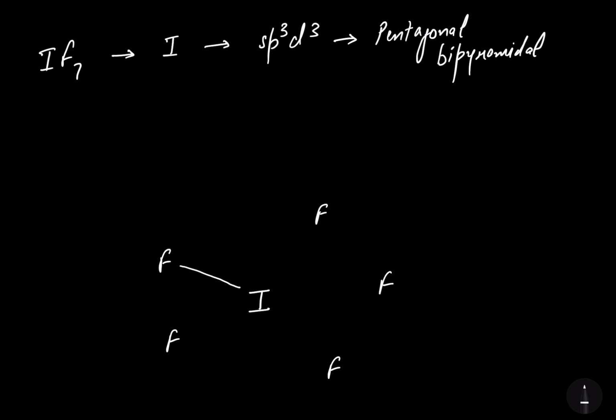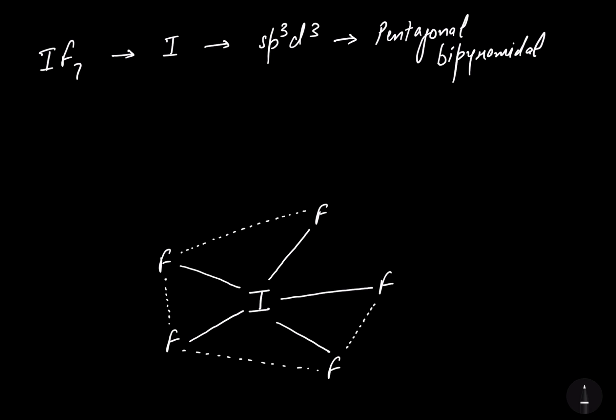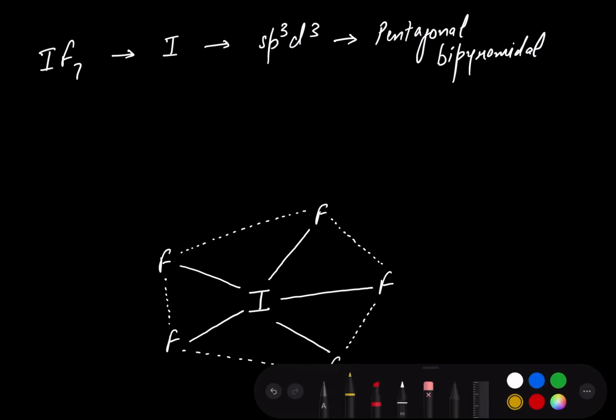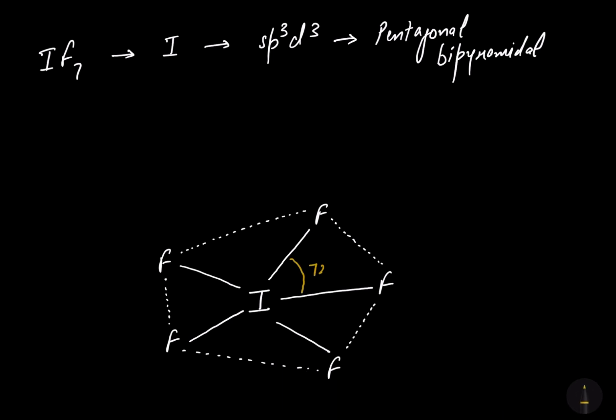So that's the first sigma bond, the second sigma bond, the third sigma bond, the fourth sigma bond, and the fifth sigma bond. Now, I'm just imaginarily linking the fluorine atoms. They are not joined. Just to make you understand this structure in 3 dimensions, I'm making these dotted lines. Please don't get confused. These dotted lines are not bonds. I'm saying it again. So this is the pentagonal plane where all the angles are of 72 degrees.